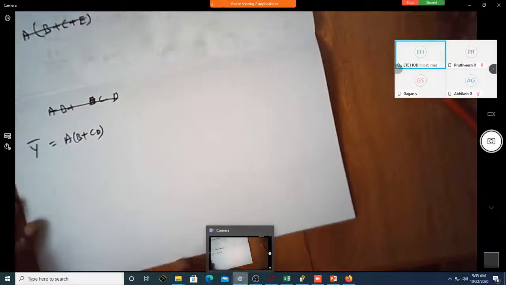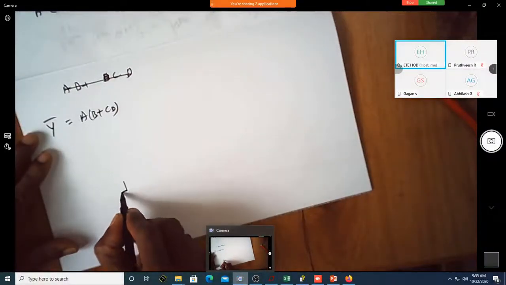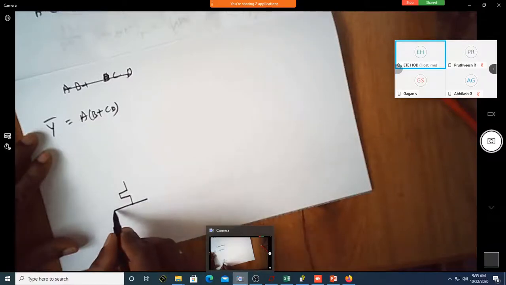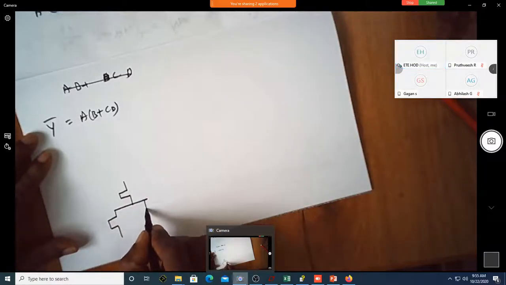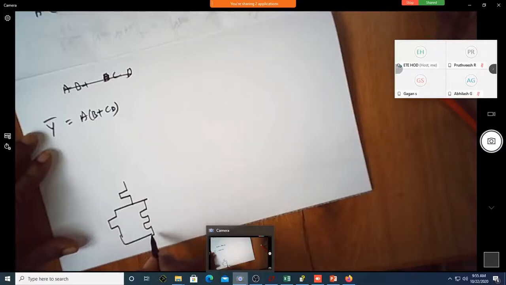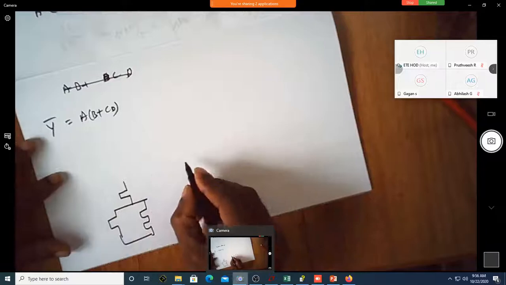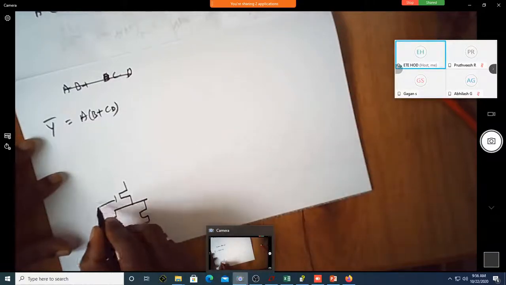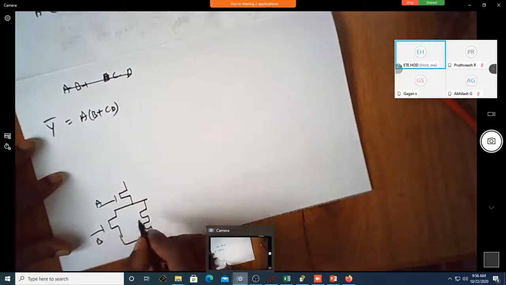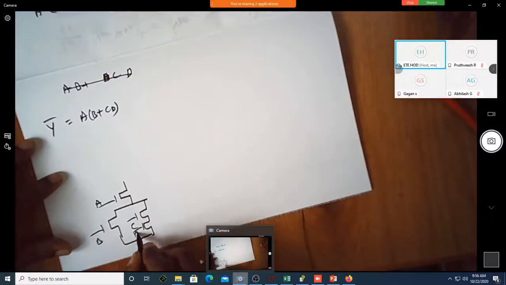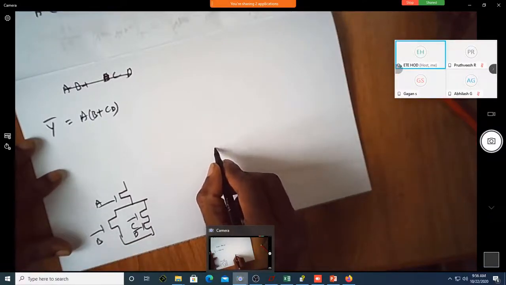So how do I write the circuit for the equation? This is one of the possible pull downs. What is the other possible pull down? This is A, this is B, this is C, this is D. Other possible is something like this.